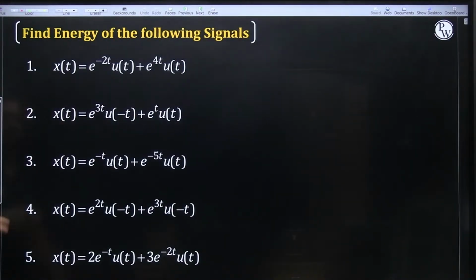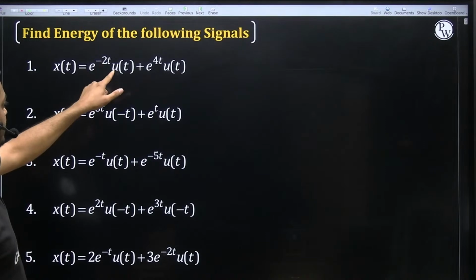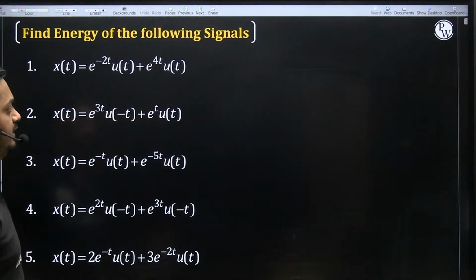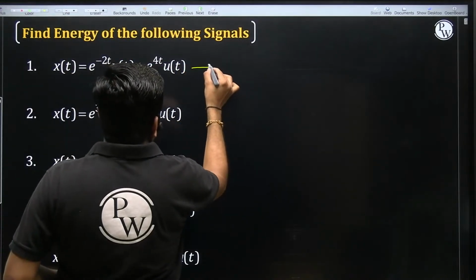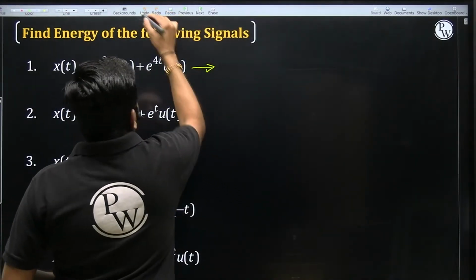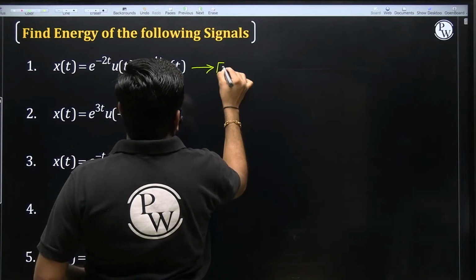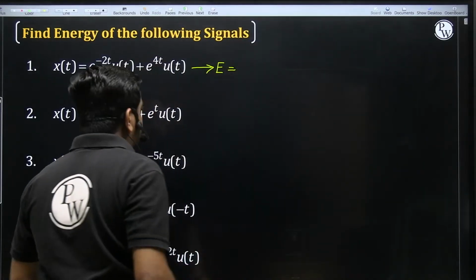Suppose the first question is there. See, e power minus 2t into u of t plus e power 4t into u of t. So tell me, what is the energy of this signal? Finite or infinite? First question. Tell me the energy of this signal.